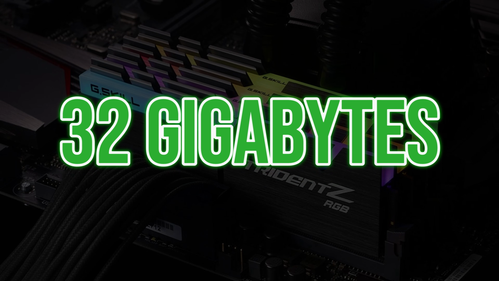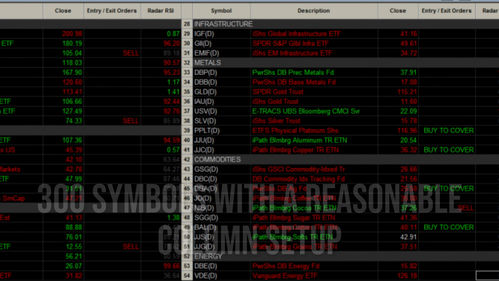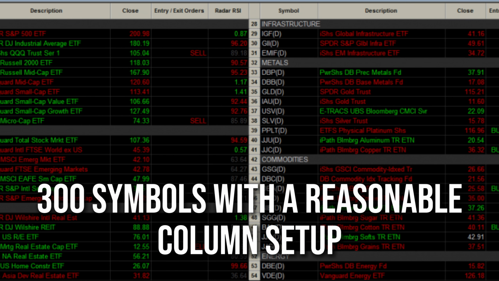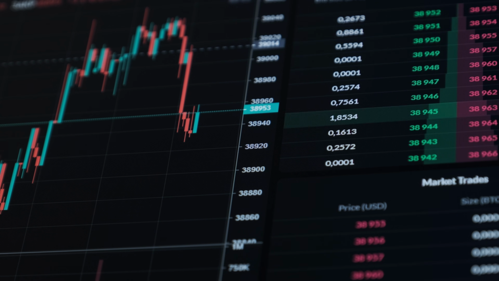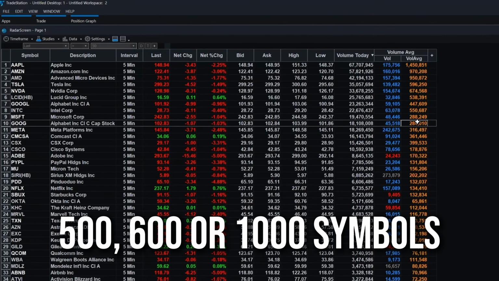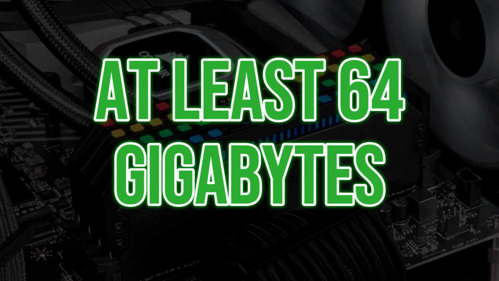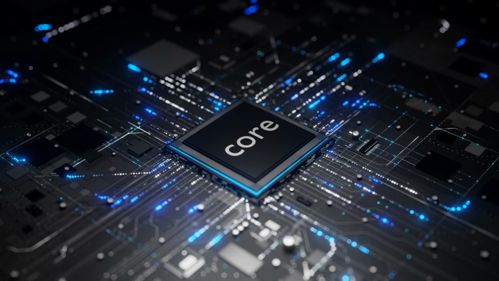With 32 gigabytes, now you're in business. You could run 300 symbols with a reasonable column setup and keep things smooth as long as your charts and platforms aren't eating the rest. If you're a scanner junkie running 500, 600, or even 1,000 symbols with heavy indicators, you're looking at least 64 gigabytes of RAM, and you better have a CPU that can back it up.